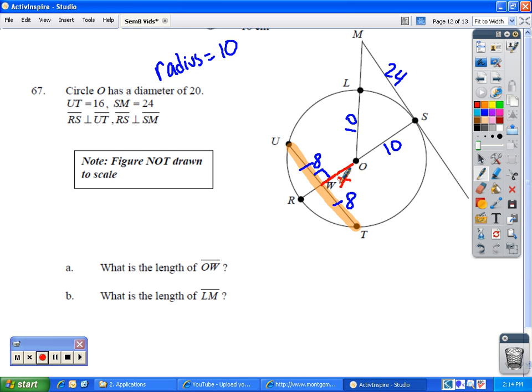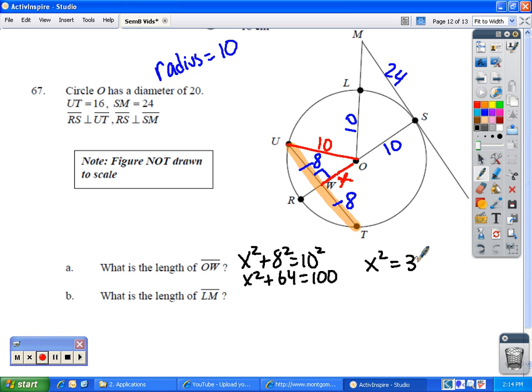Okay, it's not written on here, but I'm actually going to complete this triangle right here by drawing an OU. OU is a radius, which means that it is 10, like all the other radii. And now that I know that, I can see that there's a little right triangle that exists there. And so if I take x squared plus 8 squared, I will get 10 squared because of the Pythagorean theorem. x squared doesn't change. 8 squared is 64, and that equals 100. If I subtract 64 from both sides, I end up with x squared equals 36, which tells me that x is 6. And since I called x OW, that means OW is 6.